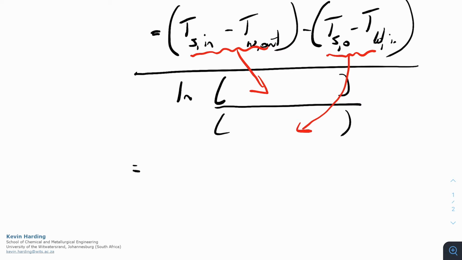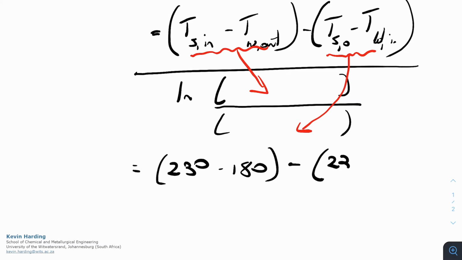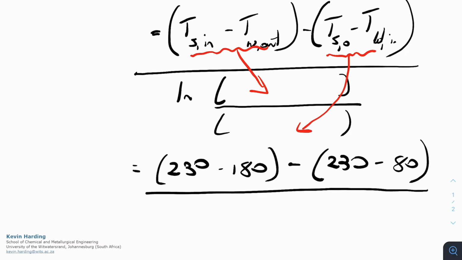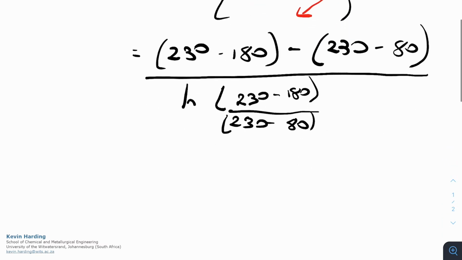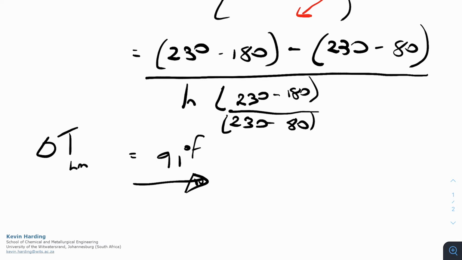We will now have 230 degrees Fahrenheit minus 180 for the water out, minus the difference of the 230 water out minus the 80 degrees Fahrenheit, the water in, divided by the natural log of 230 minus 180 divided by 230 minus 80. And I'm going to ask you to trust me, we do the numbers on that. That is equal to 91 degrees Fahrenheit. So that will be the delta T log mean of this one.